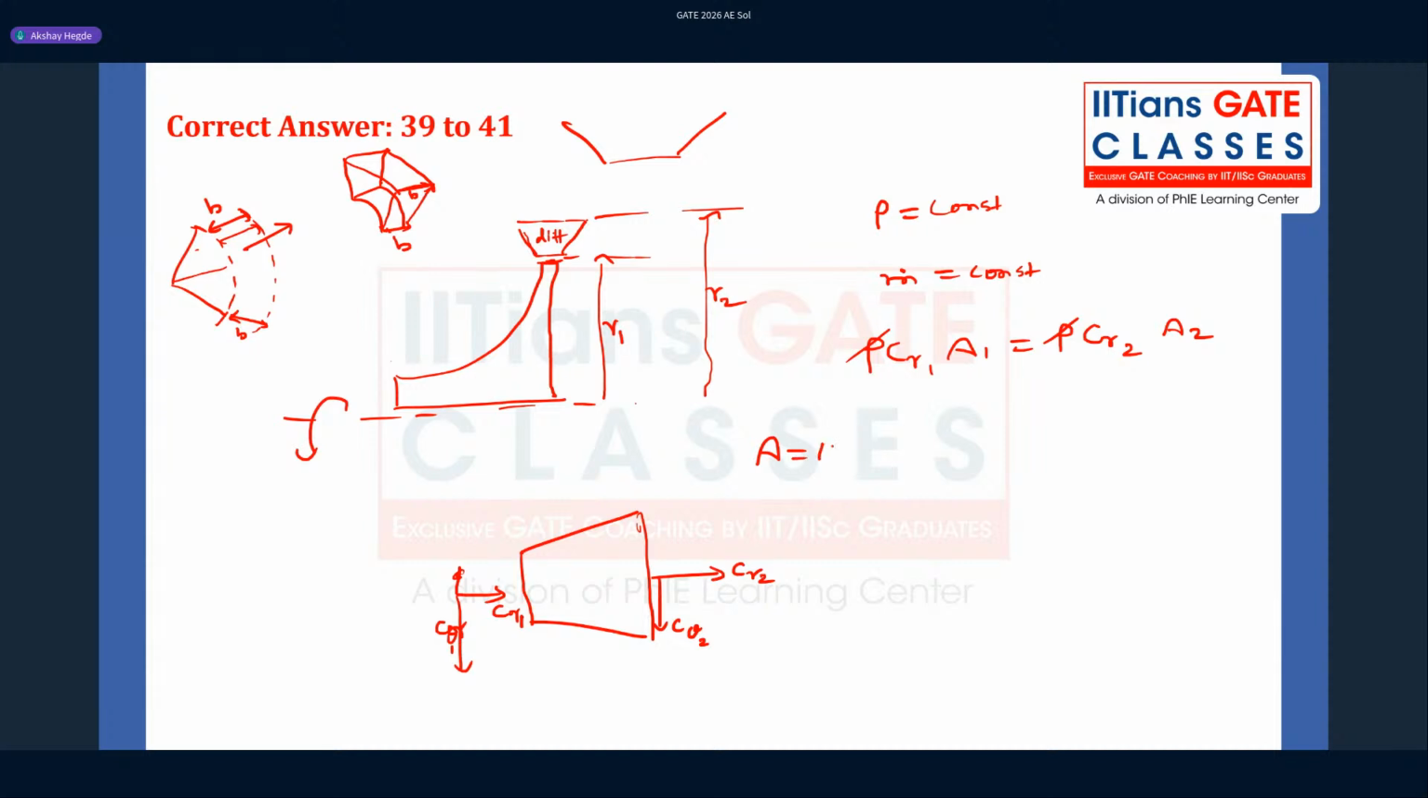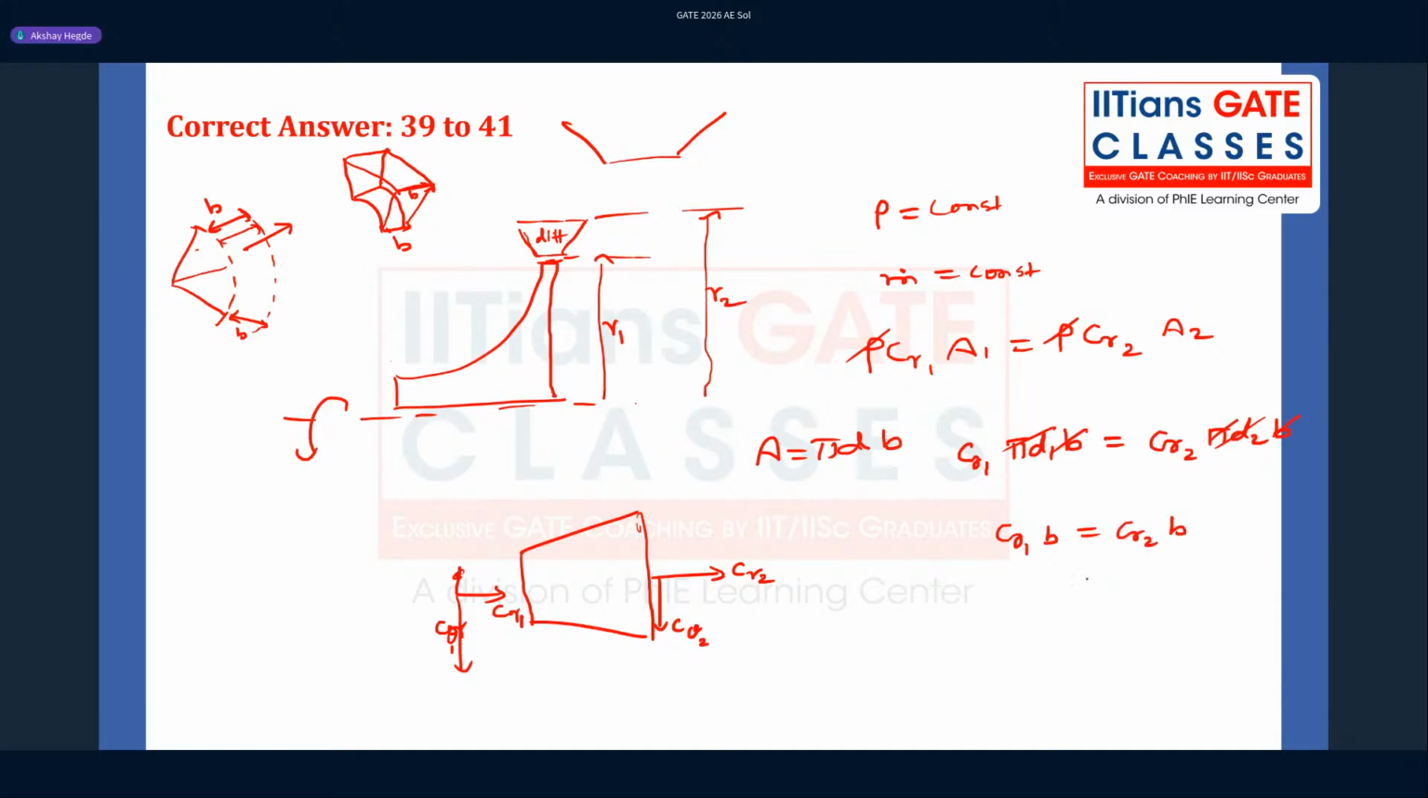area can be written as pi d times b, right? That is the diameter, circumference times the width, which will give me the area through which the flow is going. So if I use that, CR1 pi d1 b is equal to CR2 pi d2 b. So this and this can be cancelled, and I'm left with CR1 b is equal to CR2 b.